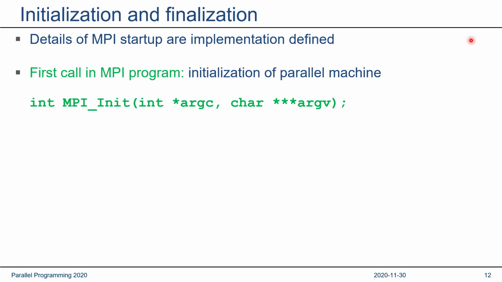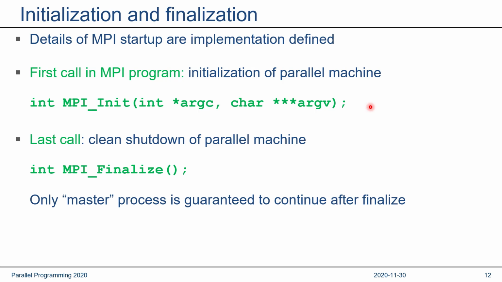Whatever you do, the first call in an MPI program before any substantial work is done, which means usually after the initial declaration of some variables, is a call to MPI_Init. MPI_Init initializes the parallel machine. In C, it requires access to the command line of the program by means of pointers to the argument count and argument vector, which means some implementations will use these pointers to modify the actual program's command line.